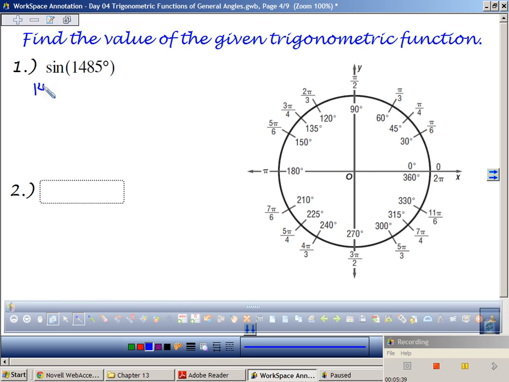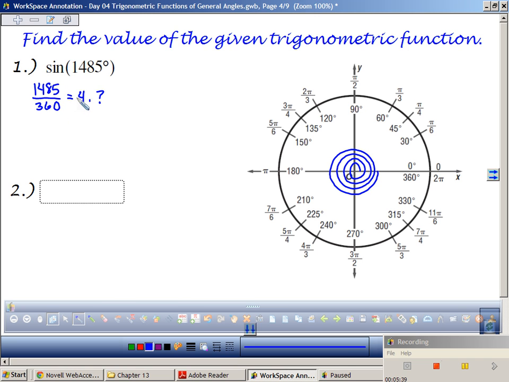So I took 1485 and I divided it by 360. I got 4 point something. That tells me I've got 4 rotations. So I can go around once, twice, 3 times, 4 times, and now I'm going to figure out where I'm going to land in here, correct? So I went around 4 times.